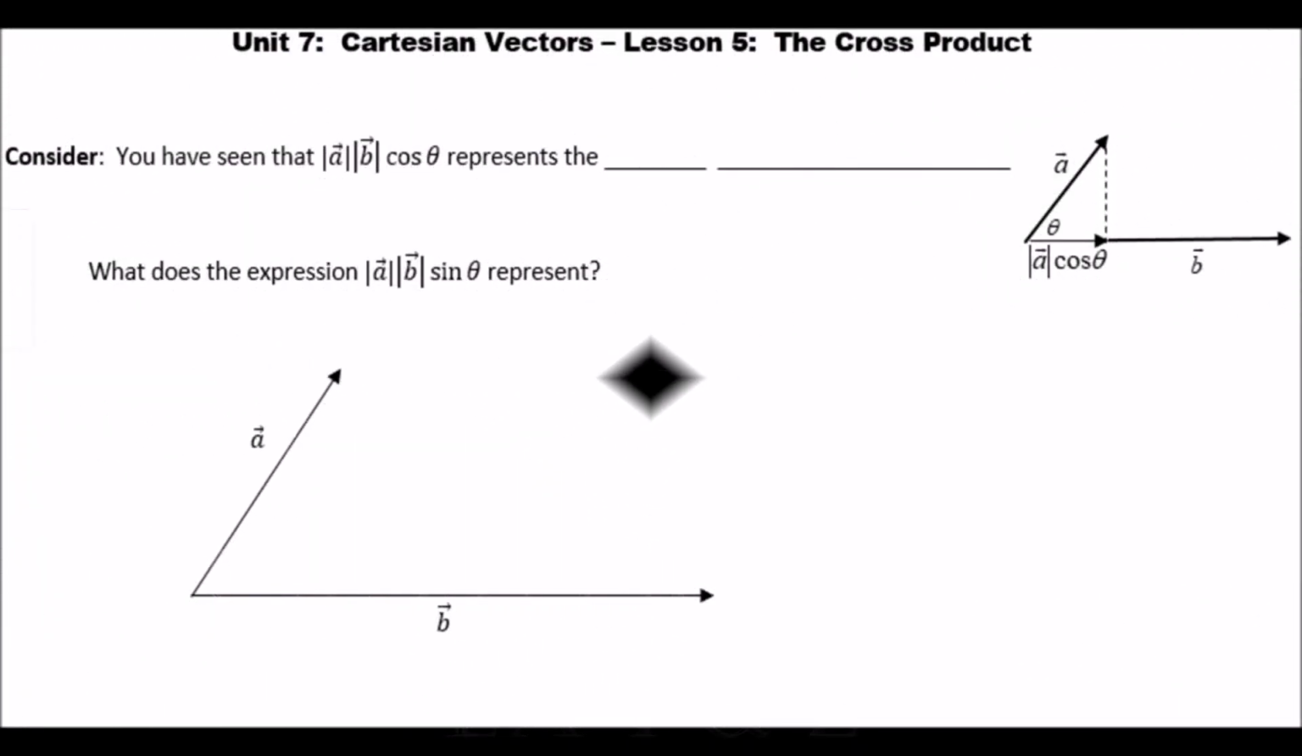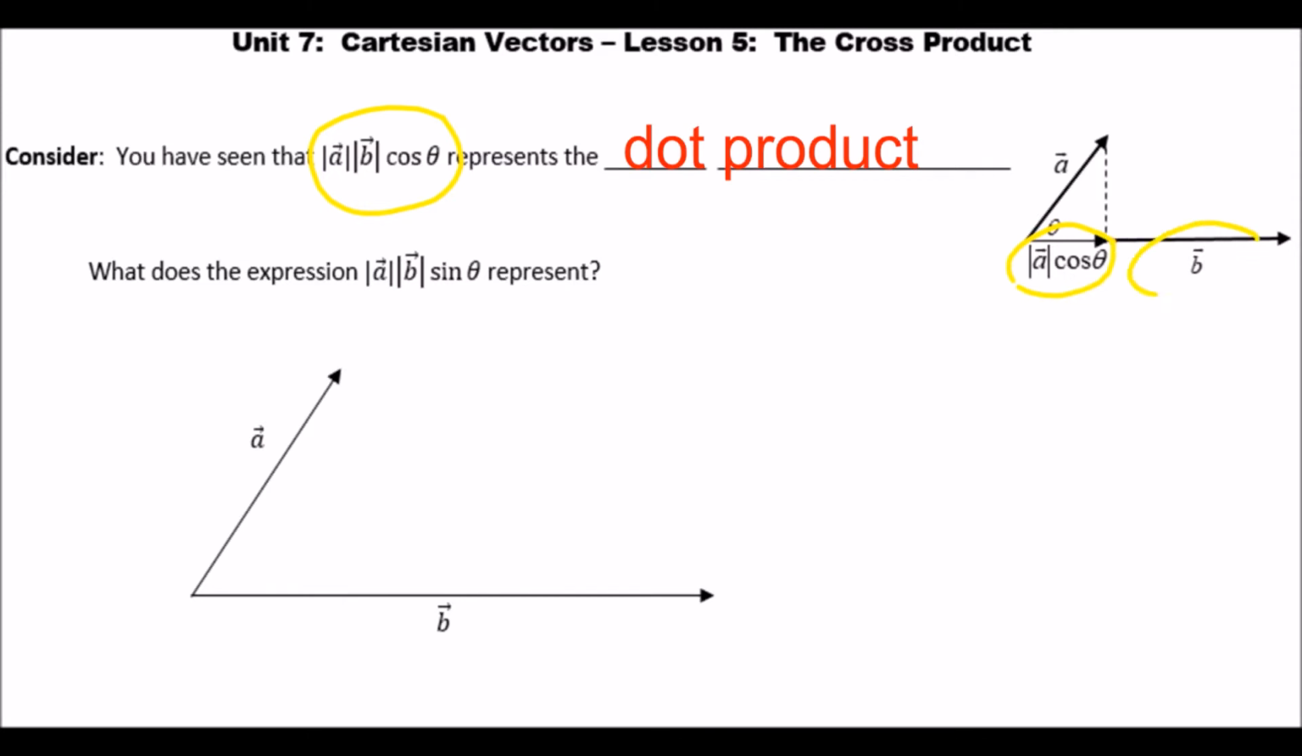Welcome to Unit 7, Cartesian Vectors, Lesson 5, the cross product. Before, we have seen this formula here, which is the dot product. What does a dot product represent? It just represents the magnitude of A, cos theta, times the magnitude of B. So it just represents this magnitude times this magnitude. No direction. It is a scalar.